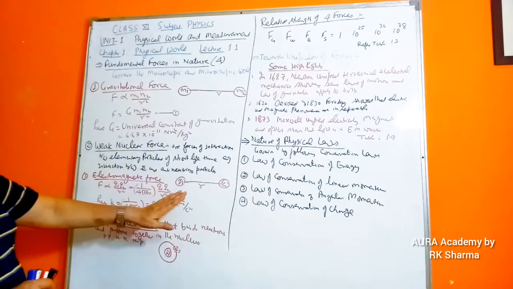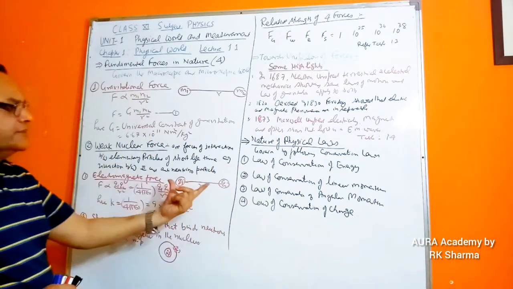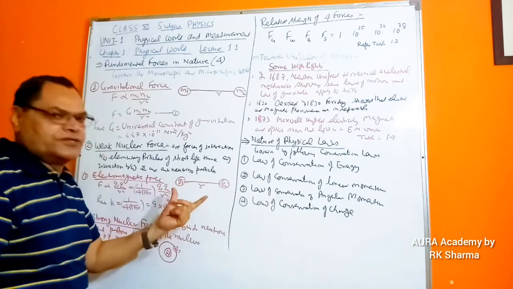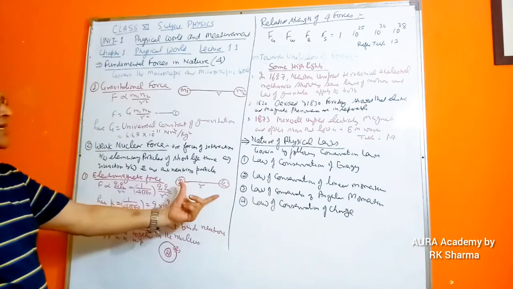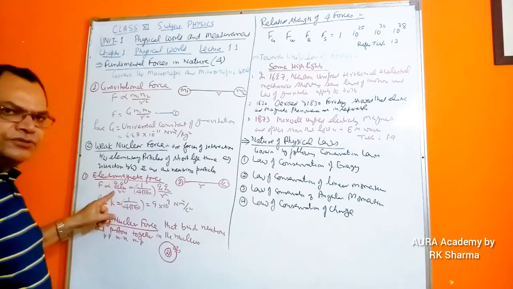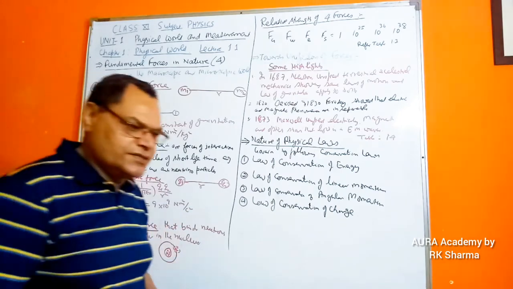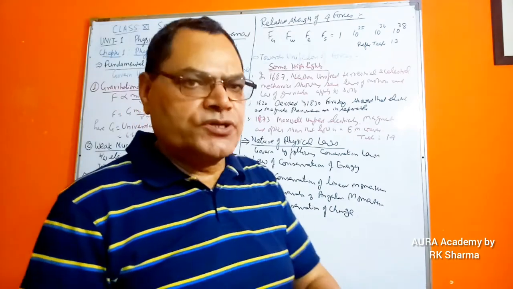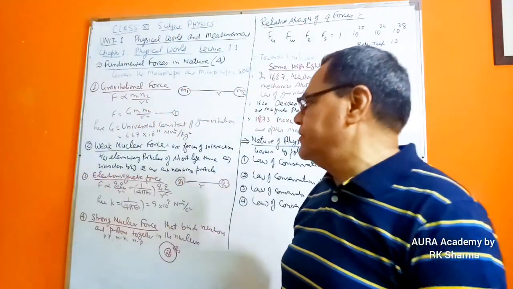According to Coulomb's law, the force of attraction or repulsion between two charged particles separated by a certain distance is directly proportional to the product of the charges and inversely proportional to the square of the distance between them.